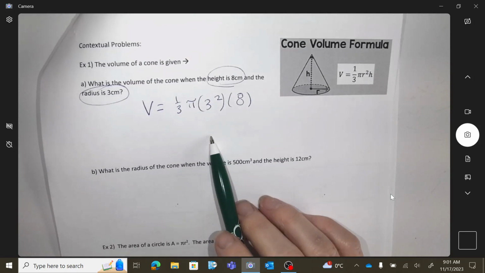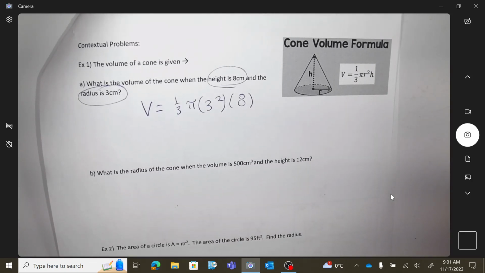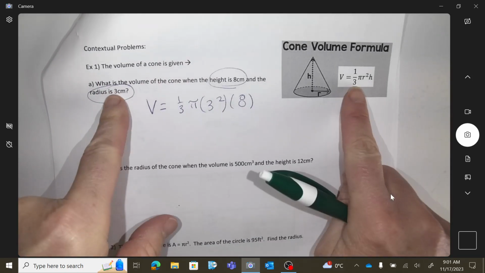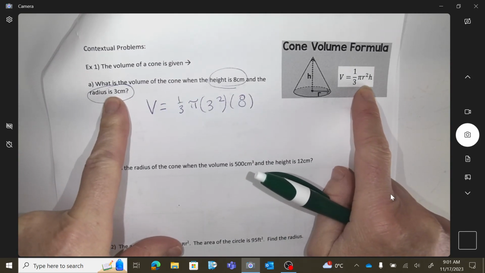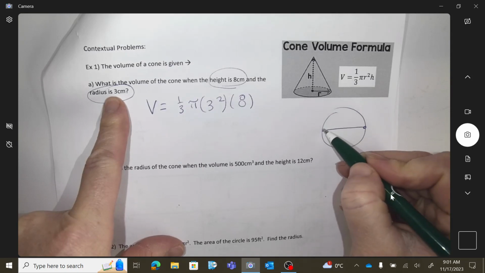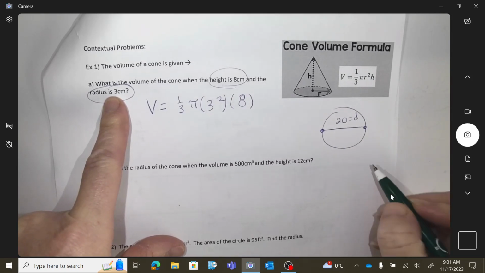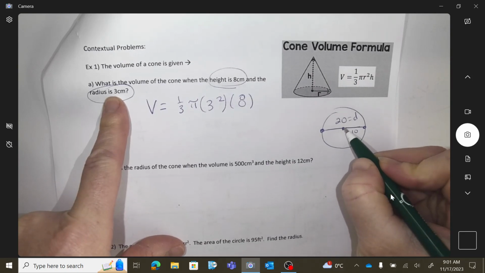Okay, so I'm going to plug in the 3 to the radius spot and the 8 into the height. I have a separate question for you here. What if I ever put a diameter in a question? What would you do with a diameter if it was in there? Because the diameter is not in a formula. So what if I said this was 20 diameter? The radius is 10, okay?